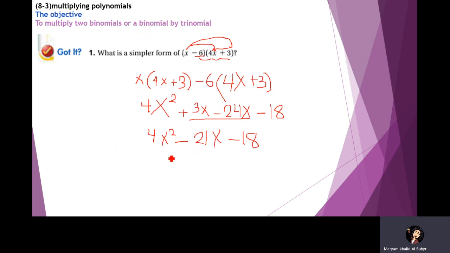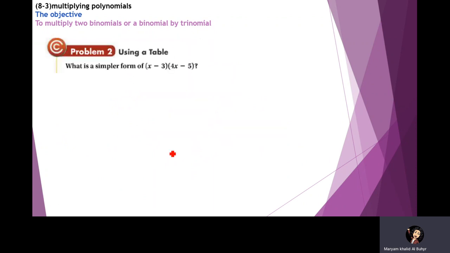So that's the idea. But actually, to be honest, we will take better than this idea. Let me introduce to you using a table. So we have three ways. Let's use a table here. For example, I'm going to write 4x minus 5, and I have here, for example, x minus 3.